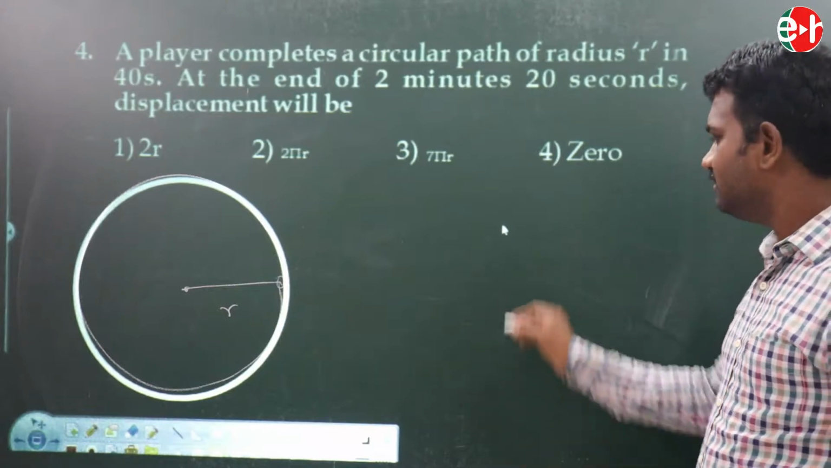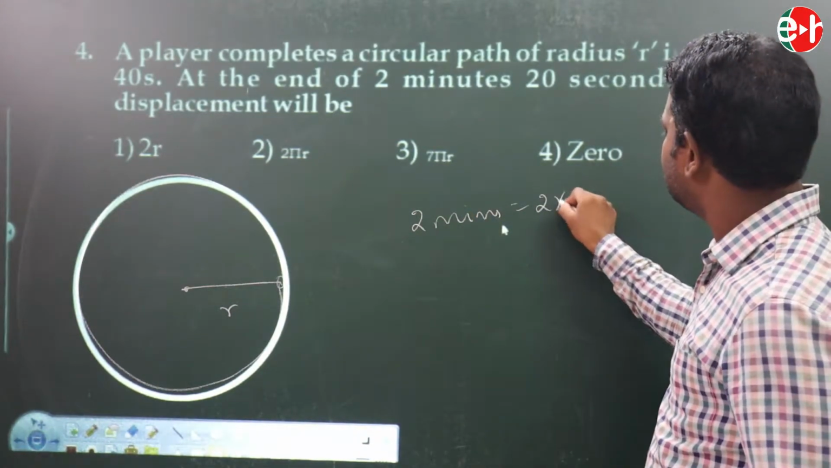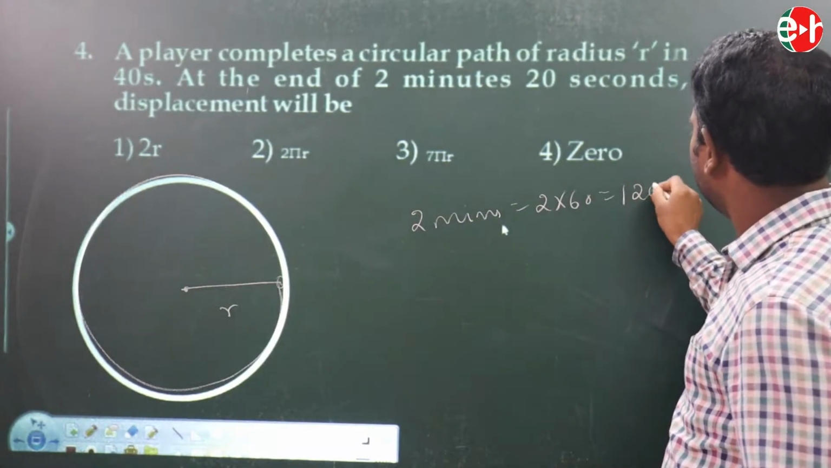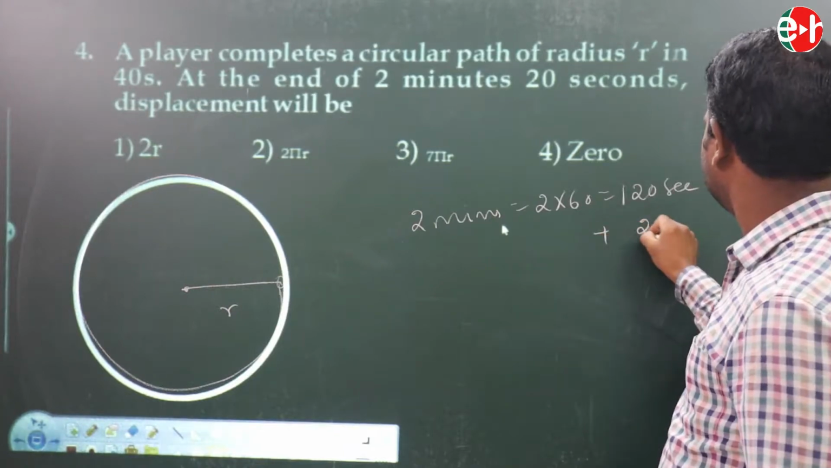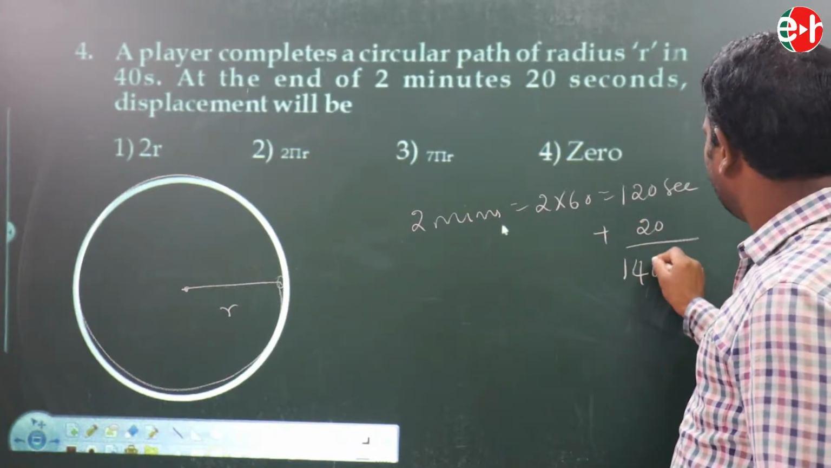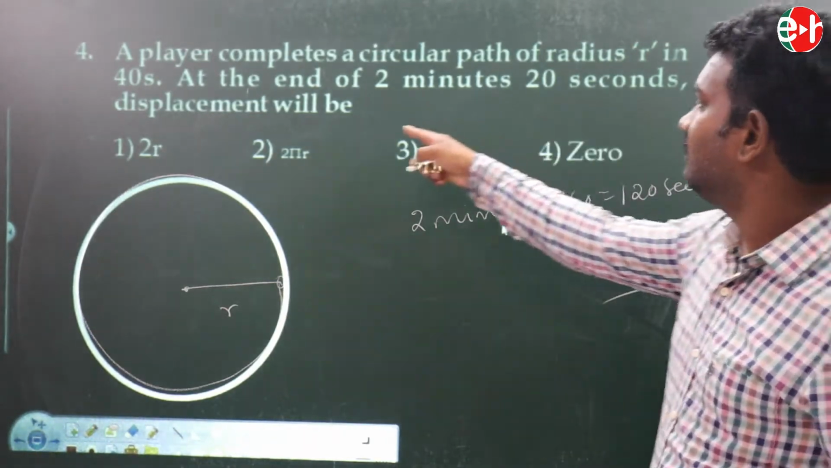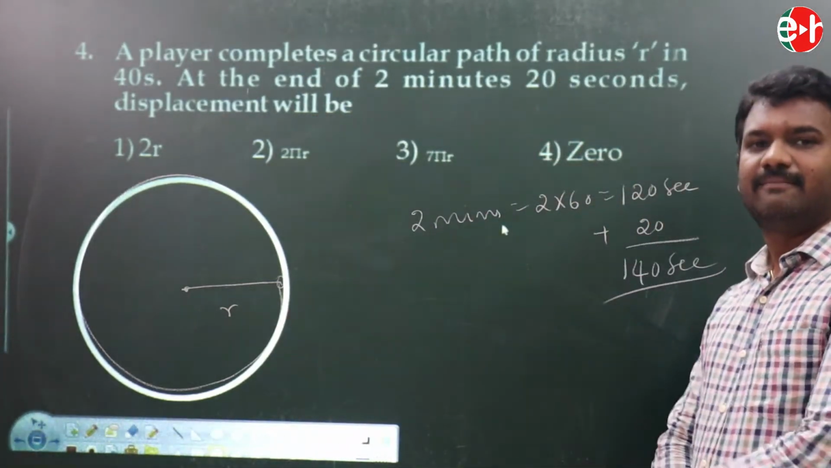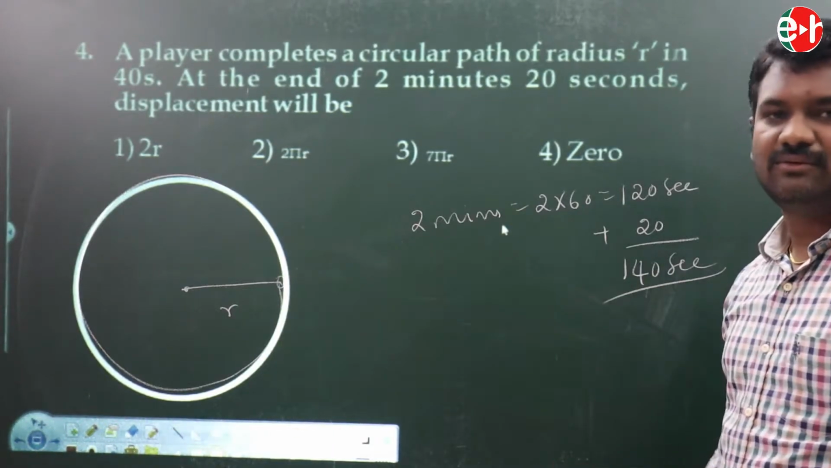2 minutes 20 seconds means how much? 2 minutes is equal to 2 into 60, which is 120 seconds. And 20 seconds means plus 20 seconds. So total 140 seconds. In this 140 seconds, the question is, what is his displacement? So let us see where he will be after 140 seconds.